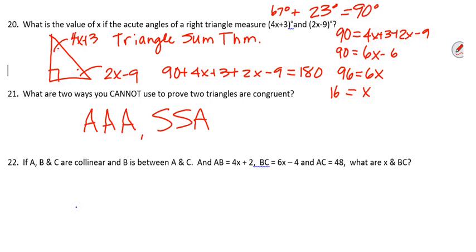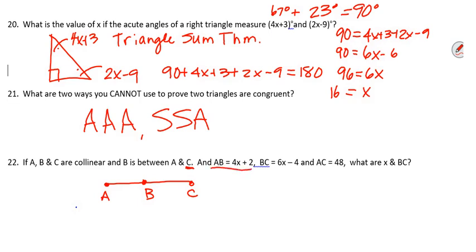Number 22 says, if A, B, and C are collinear and B is between A and C. Now, y'all's original review had between A and B, but it should be A and C. So this right here should be changed on y'all's review. Okay, so let's just draw this first. So we've got A, B, and C are collinear, and B is between A and C. So I'm going to draw me an A here and a C here. And I'm going to put B between. Now, I don't know where, but somewhere between. Doesn't matter where.